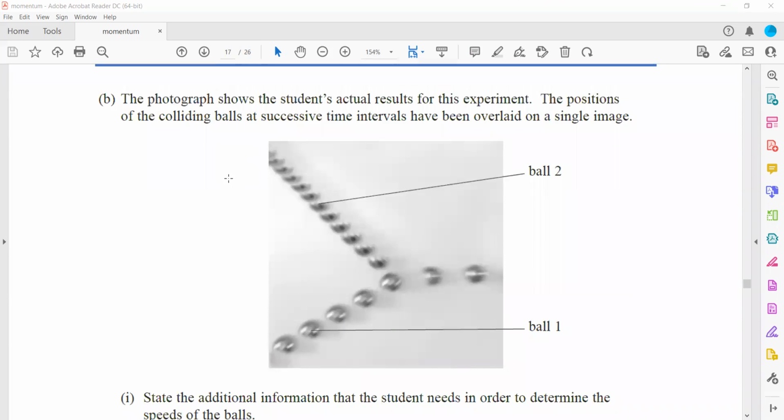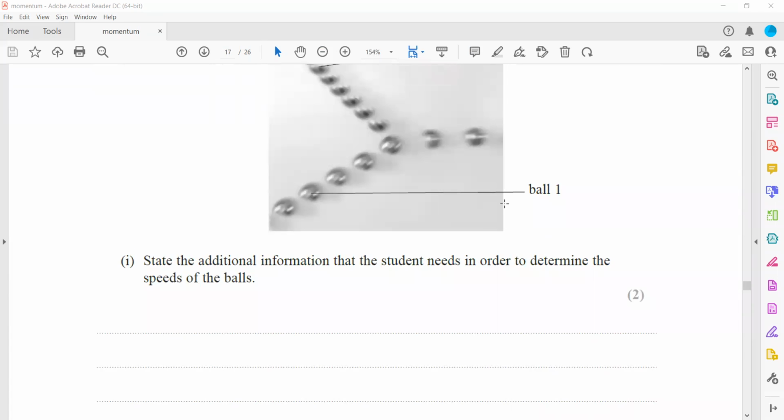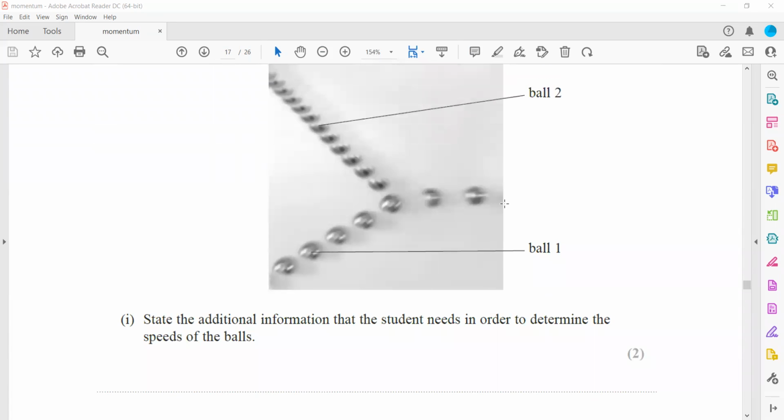The next one: the photograph shows the student's actual result of this experiment. The positions of the colliding balls at successive time intervals have been overlaid on a single image. So you can see the motion of ball 1 and 2. State additional information that the student needs in order to determine the speed of the ball.